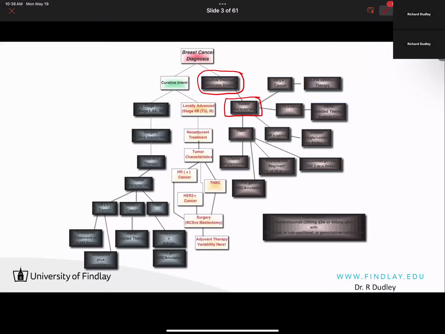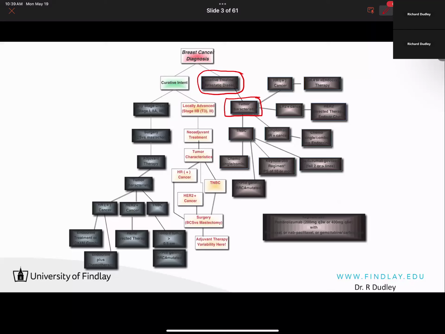You need to know what type of breast cancer that patient has in order to inform your decision on what the appropriate palliative approach is for metastatic breast cancer. Okay. And we will go over these individually.